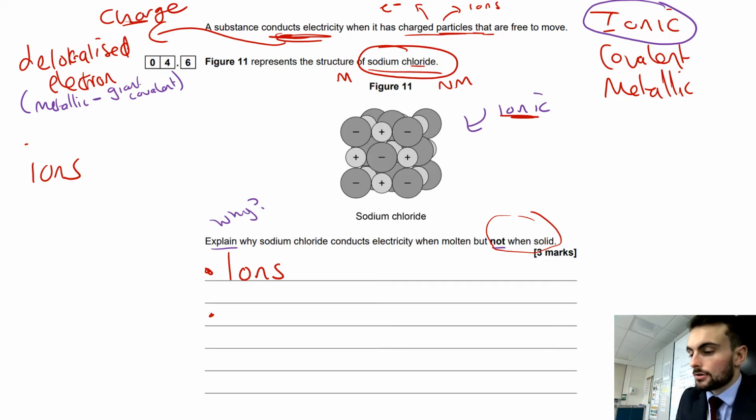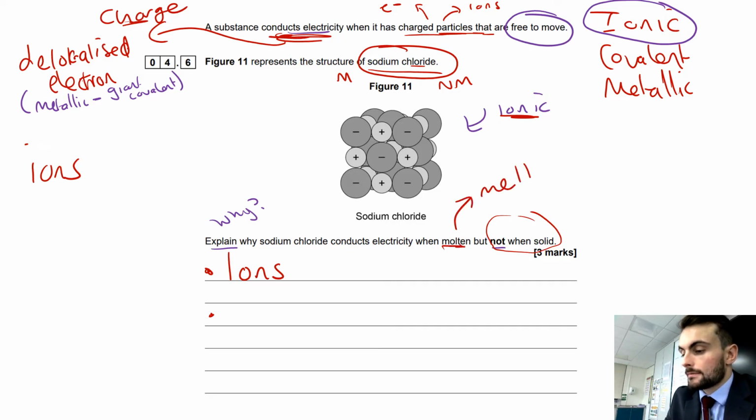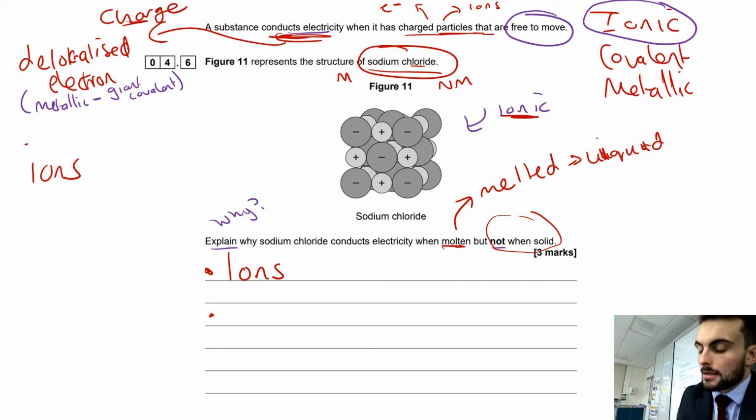And then to figure this out, you need to decide, it already says it at the start, what do the particles need to be able to do to conduct electricity? They need to be free to move. When it's molten just means melted, therefore it's a liquid. So if you think about what the ions can do when they are in a liquid but they cannot do when they are solid, simple.